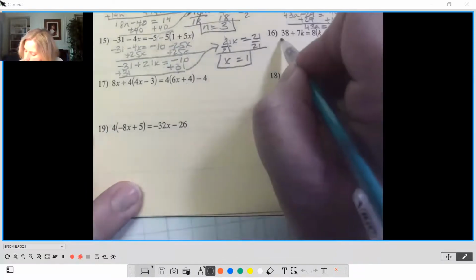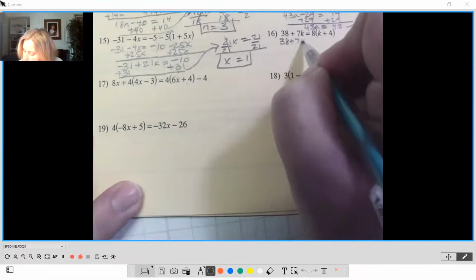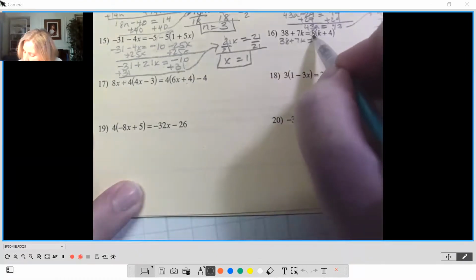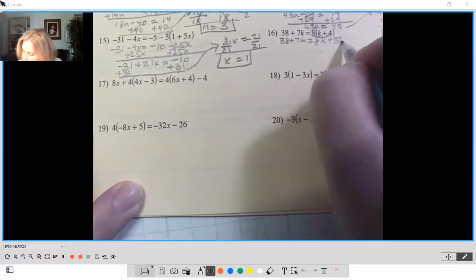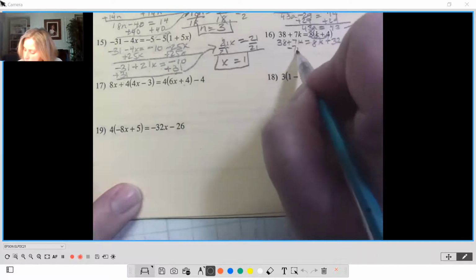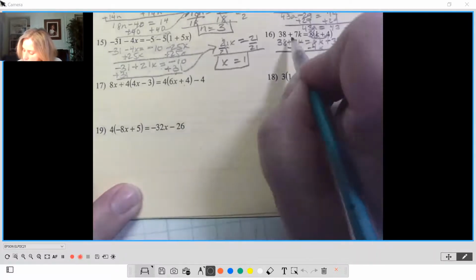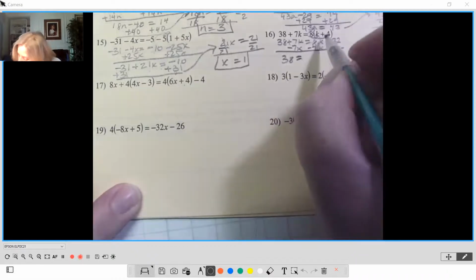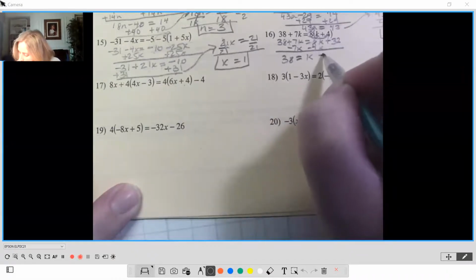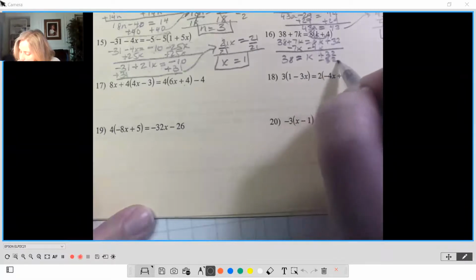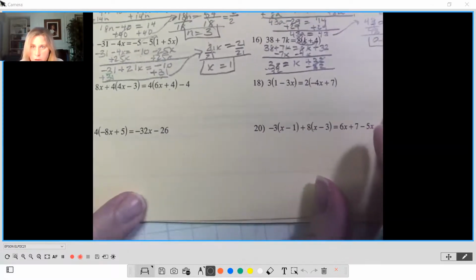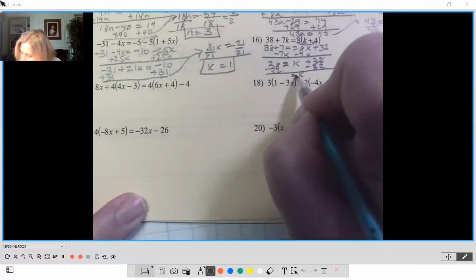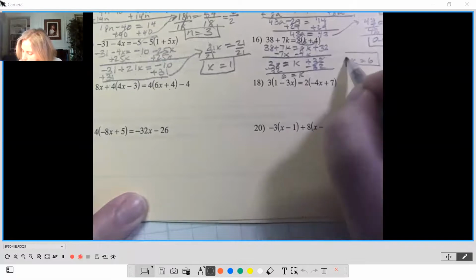16, we have 38 plus 7k equals, and we're going to distribute this 8. I'm going to draw the arrows underneath. So equals 8k plus 32. Subtract 7k from each side. This will give you 38 equals, we have 8k minus 7k is just k, plus 32. Subtract 32 from each side. 32 minus 32 is 0, leaving you with k equals, and then 38 minus 32 is 6. So k equals 6.